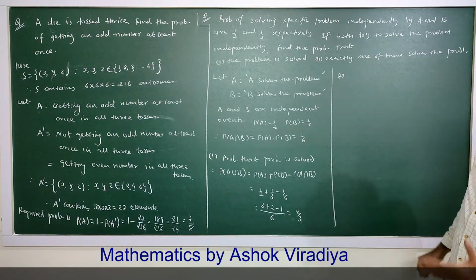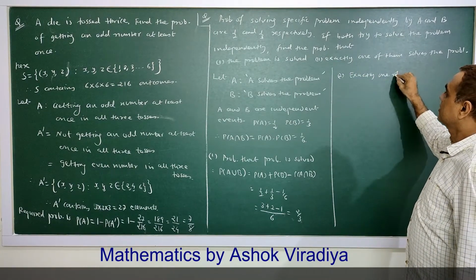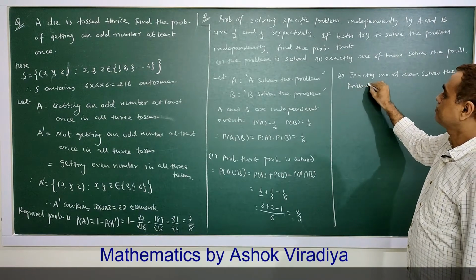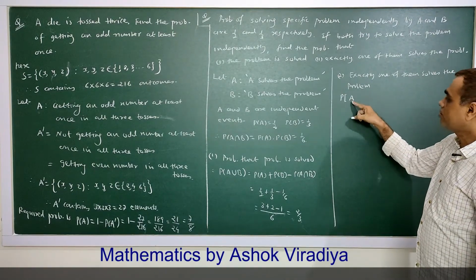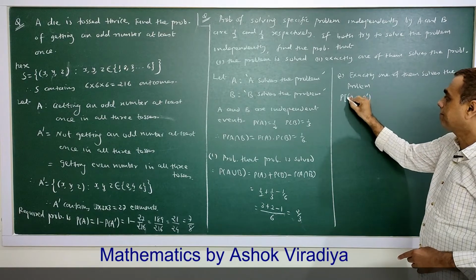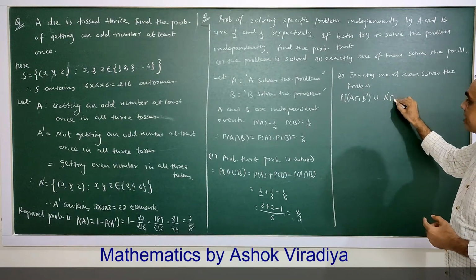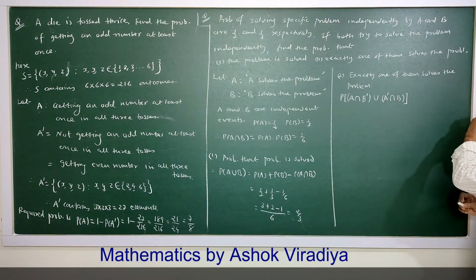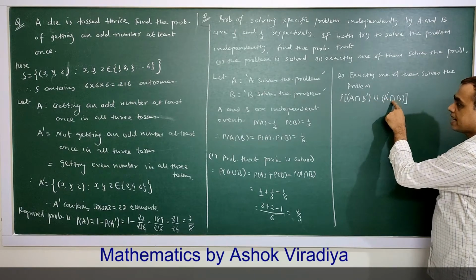Then second is exactly one of them solves the problem. That means the probability that A solves the problem and at the same time B cannot solve the problem, or A cannot solve the problem and at the same time B solves the problem. Exactly one solves the problem means A solves the problem and B cannot solve the problem, or A cannot solve the problem and B solves the problem.